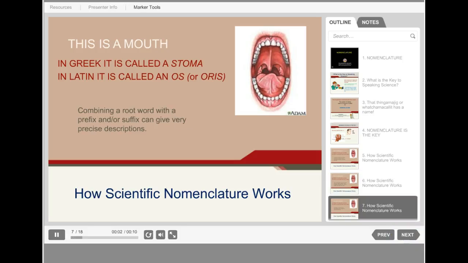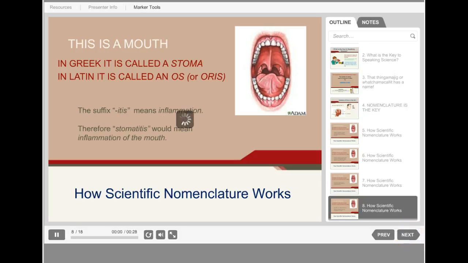By combining a root word with a prefix and/or suffix, we can give very precise descriptions. The suffix -itis means inflammation. Therefore, stomatitis would mean inflammation of the mouth. Other examples are sinusitis, inflammation of the sinus, gingivitis, inflammation of the gingiva, bronchitis, inflammation of the bronchi, etc.